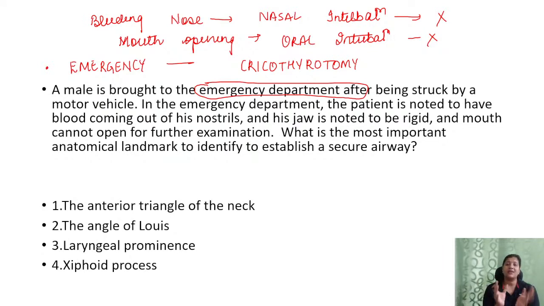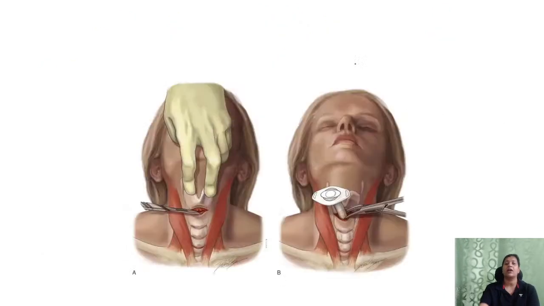So because of these reasons, in an emergency, if you have to get an access immediately within seconds, a cricothyrotomy is preferred over tracheostomy. Now, what is the landmark? How will you identify the cricothyroid membrane?